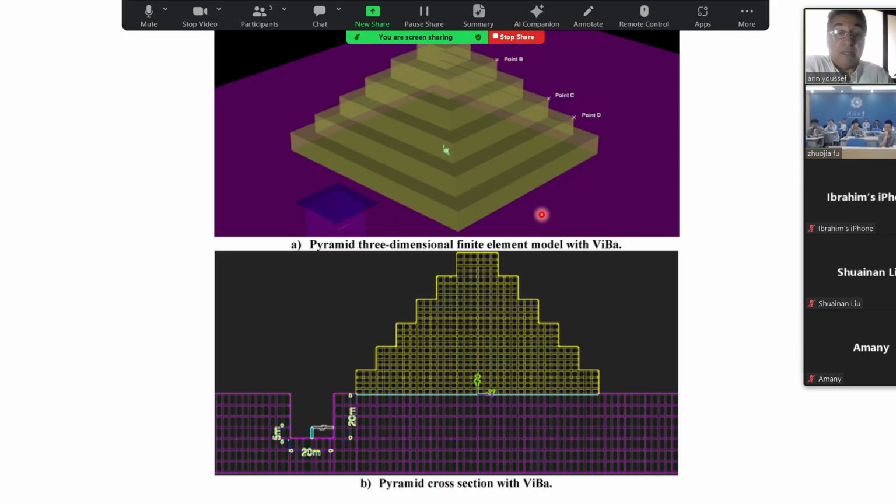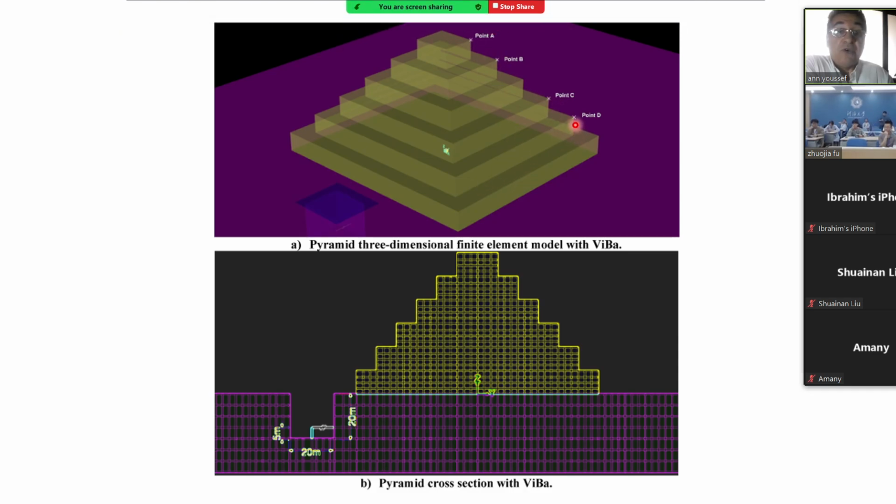This is the pyramid. If you look at the pyramid, we have mainly 4 points. The point at the top, and then we choose another 4 points for the neural network training. And this is the VIBA. We put the vibrating barrier here outside the building by a distance d, and we have a spring system with stiffness k and mass m.